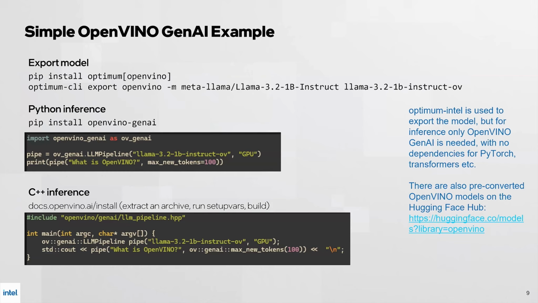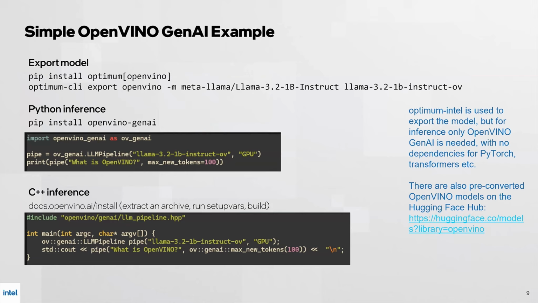So, okay, I said it's easy, but what does it look like? Well, this slide shows that. This is the simplest example. I chose an LLM because that's the very simplest, but inference for stable diffusion and vision language models looks very similar. You instantiate a pipeline and then you run inference.